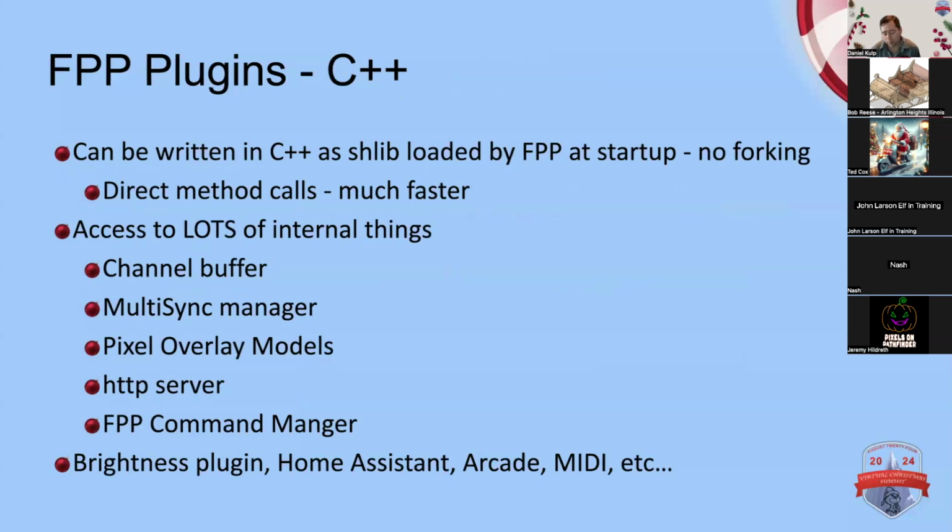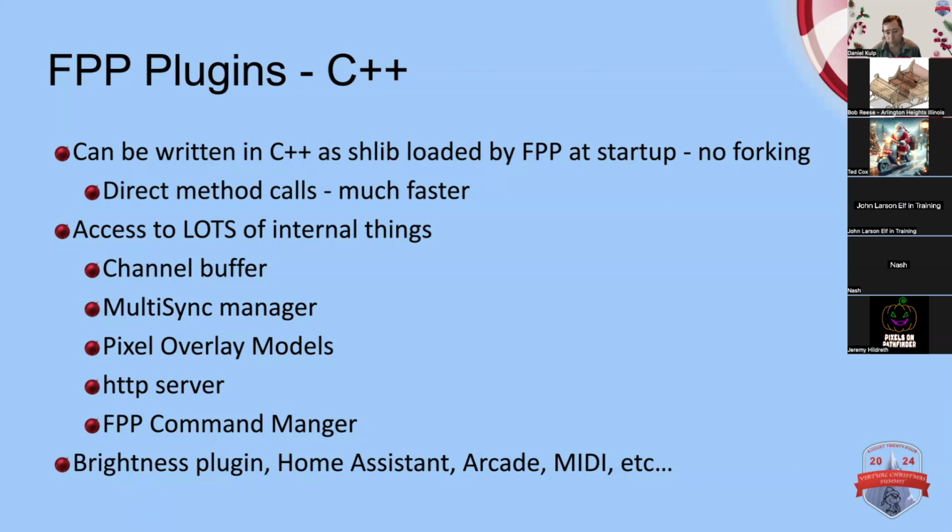If you need even more control, starting in FPP 2.7, so many years ago now, we moved everything over to shared libraries instead of one monolithic FPPD, which allowed us to expose a lot more stuff via C++. If you need a lot more internal information, writing a plugin in C++ is not hard if you're familiar with C++, and it gives you access to a lot of the internal stuff. You can get access to the raw channel buffer, the overlay models and the multisync manager, and you can add commands and all kinds of stuff that you really can't do with scripts.